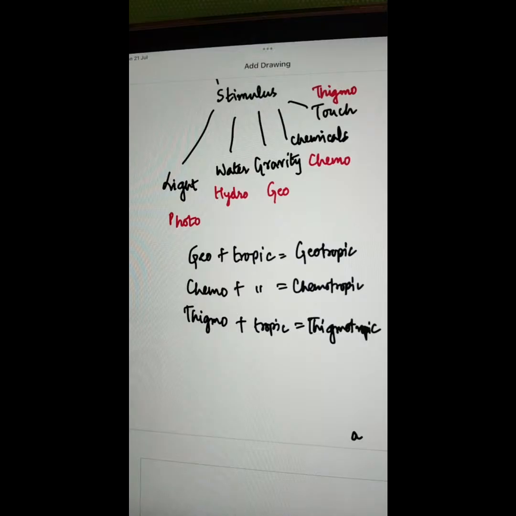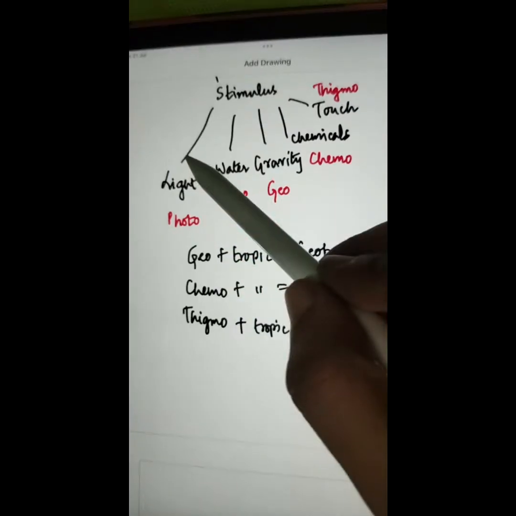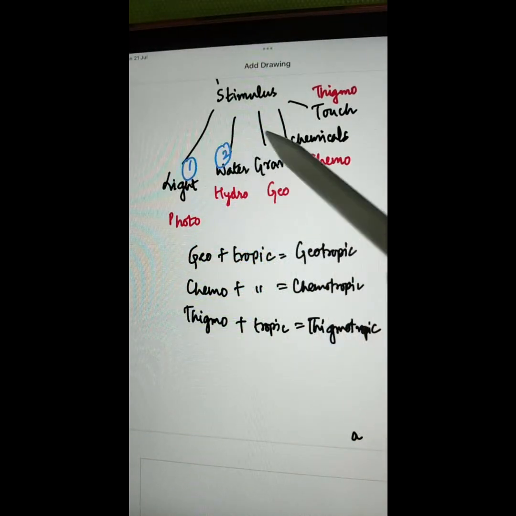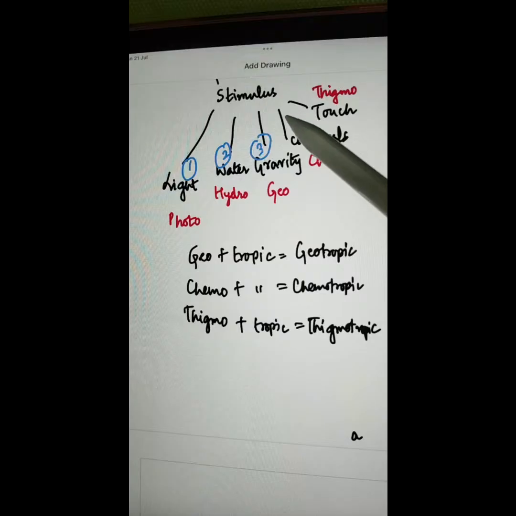So we are studying tropic movements, and the 5 stimuli that a grade 10 student should definitely know are light, water, gravity, chemicals, and touch. If it is in response to light, the movement will be named phototropic. If it is related to water, the movement will be known as hydrotropic. As I have described for the other two, you can frame the definitions for geotropic, chemotropic, thigmotropic also.